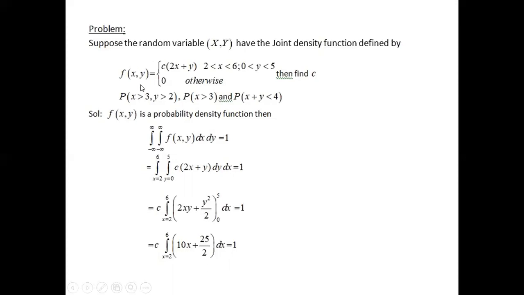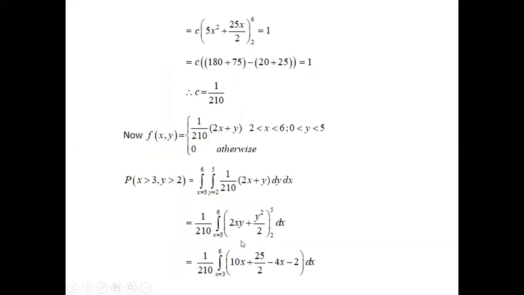Now I will show that this function is a density function. So integration 2 to 6, integration y equal to 0 to 5 of c times (2x plus y) dy dx. So c times integration x equal to 2 to 6. If I integrate with respect to y, then 2xy plus y squared by 2 from the limits 0 to 5 dx. Substituting the limits, c times integration x equal to 2 to 6, (10x plus 25 by 2) dx equals 1. Again, integrating with respect to x, c into (5x squared plus 25x by 2) from 2 to 6 is equal to 1. Then I'll get c equal to 1 by 210.